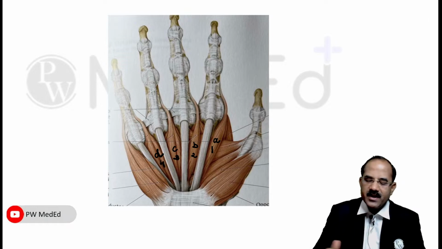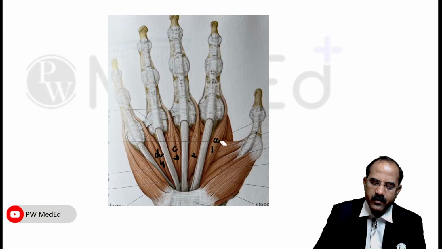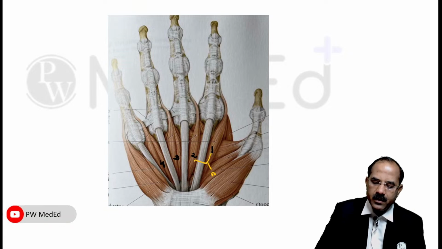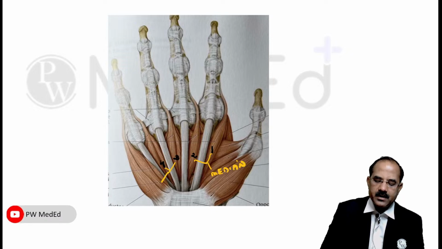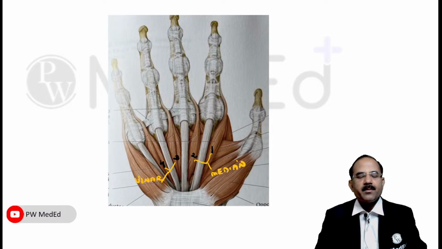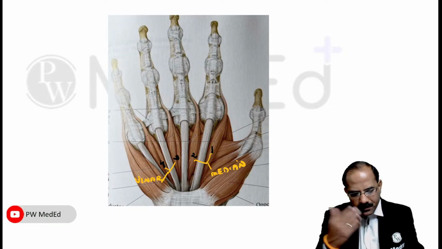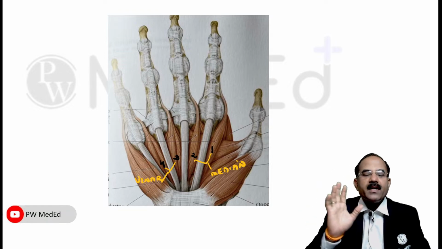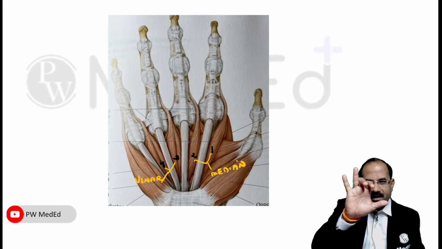Can you tell me, the first and the second lumbricals are supplied by which nerve? The first and second lumbricals are supplied by the median nerve. The third and fourth lumbricals are supplied by the ulnar nerve. So when the median nerve is injured, the first and second lumbricals are paralyzed. You get a claw hand like this.